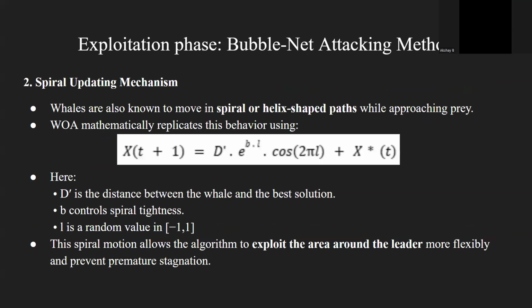I'm going to talk about spiral updating and the bubble net attack. The second way whales exploit the search space is through spiral movement. This idea comes from the helical swimming pattern whales use in real bubble net feeding. In WOA, this motion is modeled using a spiral equation that depends on two things: the distance to the prey and a constant that controls the spiral shape, and a random value between -1 and 1. Because of this, the whale moves around the prey in a spiral path. This helps avoid getting stuck at one point and lets the algorithm refine the solution from different angles.